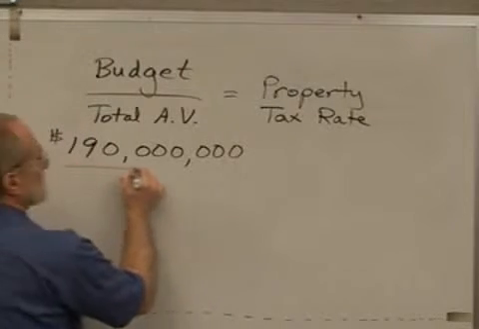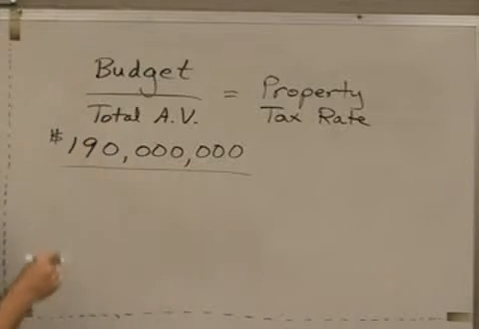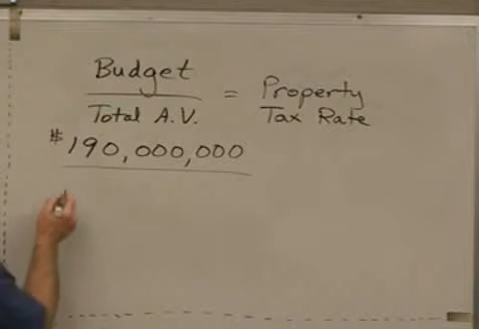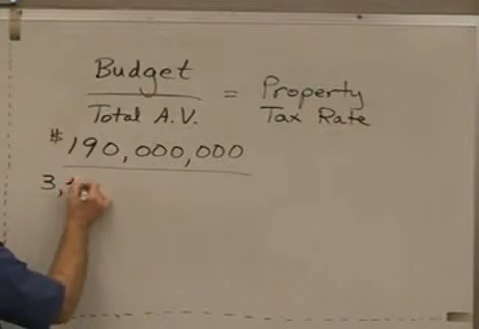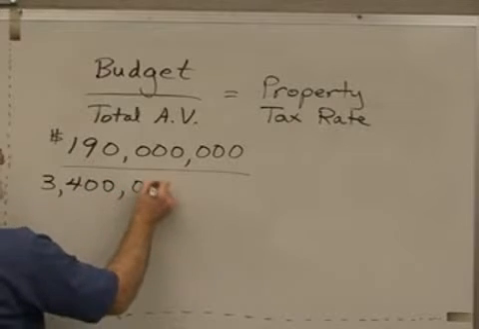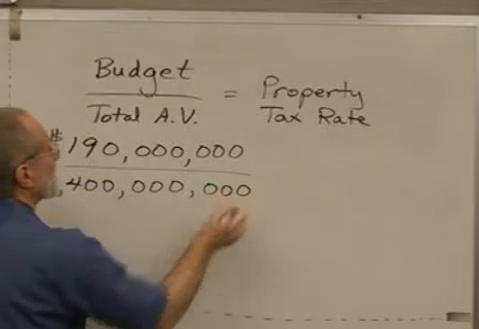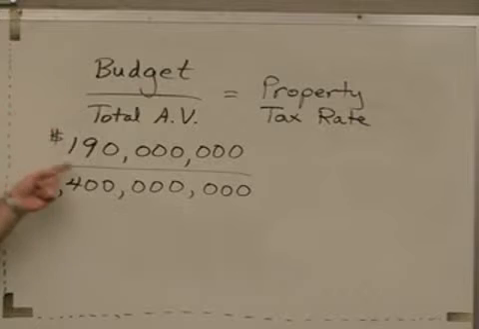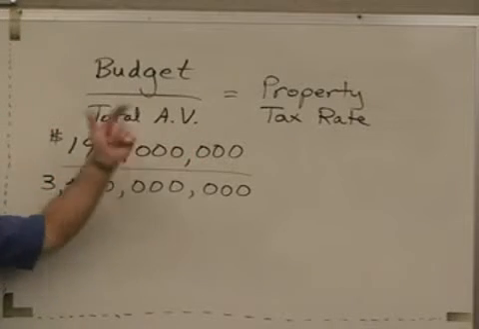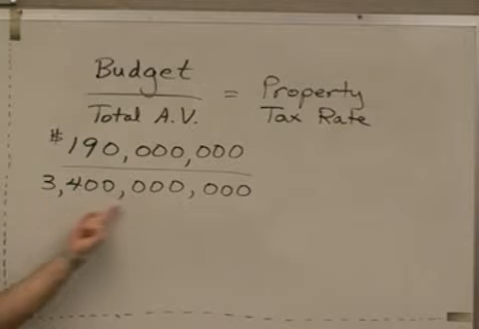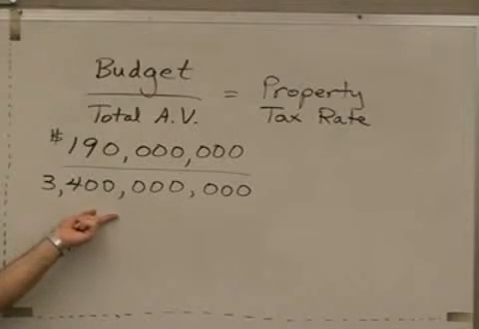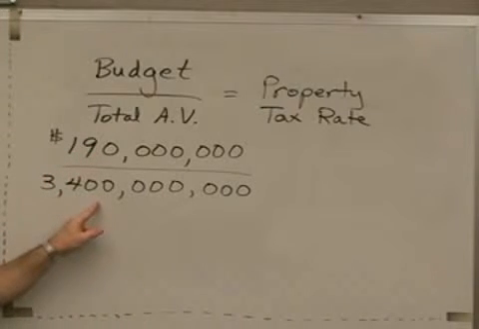And let's say that the total assessed value in the county were $3.4 billion. I'm deliberately making numbers that are bigger than most calculators' displays will hold. So I'll show you how you do that. So our budget is $190 million a year that we have to raise, and here's how much assessed value there is out there if you total everybody's assessed value on their property. Now we're going to divide the top number by the bottom.